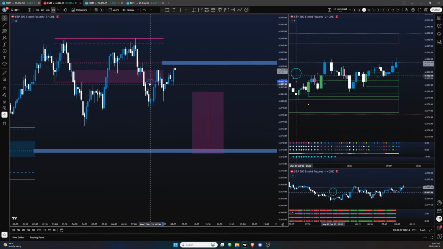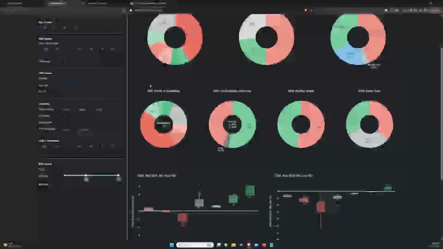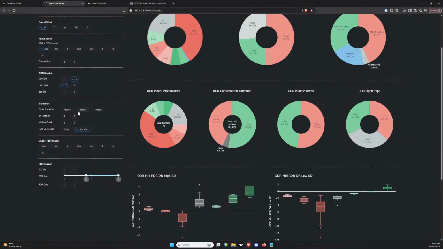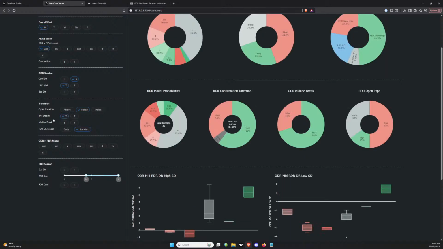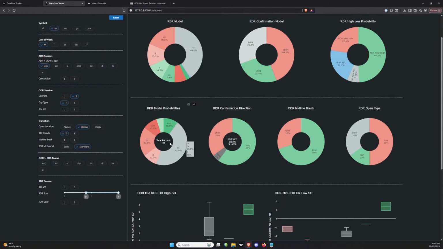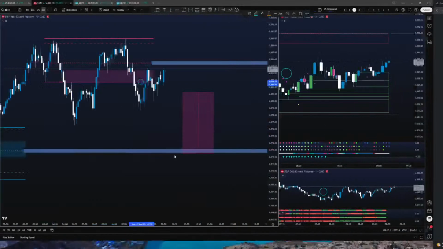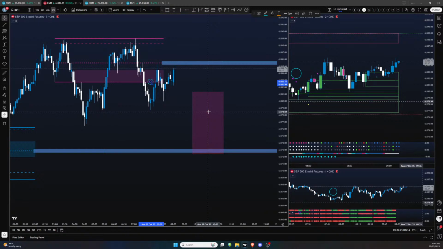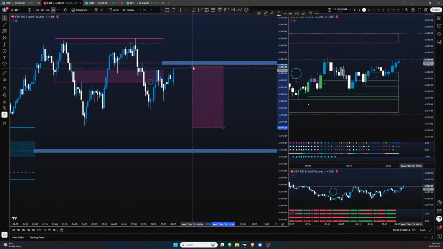I'm going to show you what the data does. It's very significant. If we come back here to the data, my open location was below, but I breached the IDR. And now immediately all of our data says range expansion. We're most likely to get a range expansion here today. Okay, what does a range expansion look like? Remember, it's this one that spans the entire range.